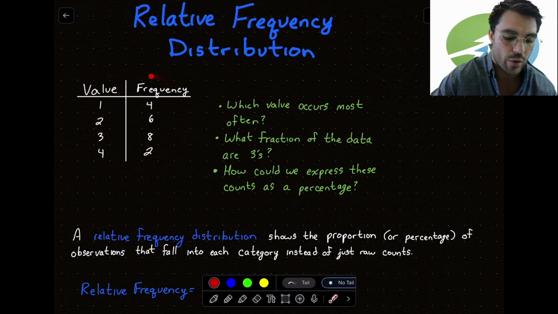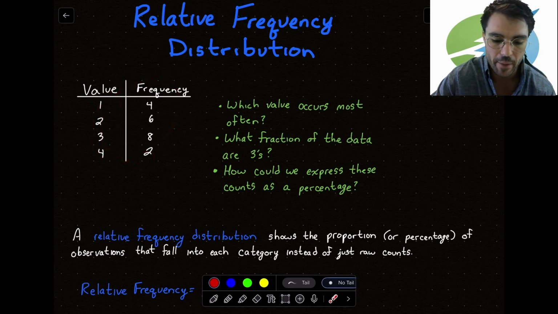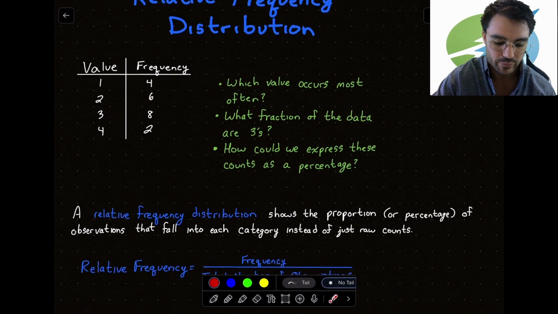So here we have our frequency table, okay? And we're going to see questions such as which value occurs the most often? What fraction of the data are threes? How could we express these counts as percentages? We're going to discuss all that in this video.